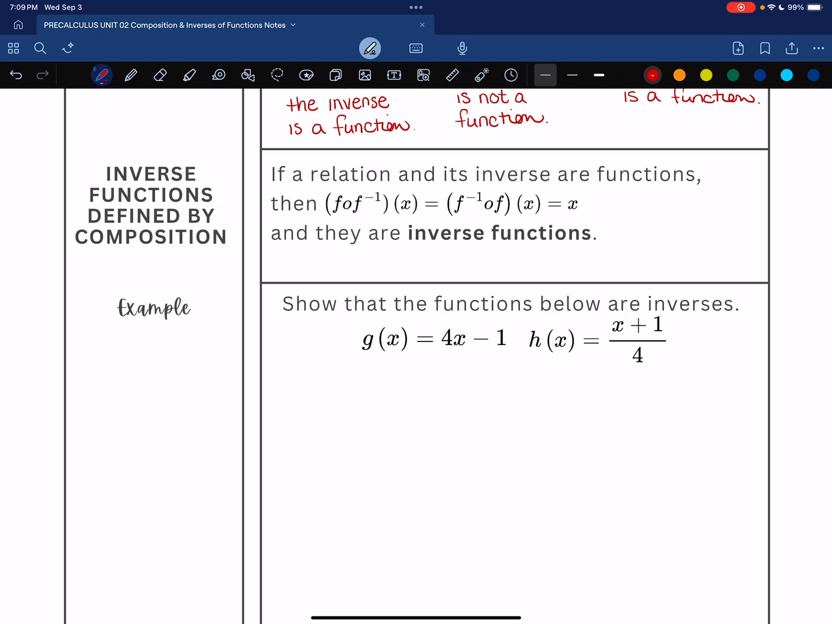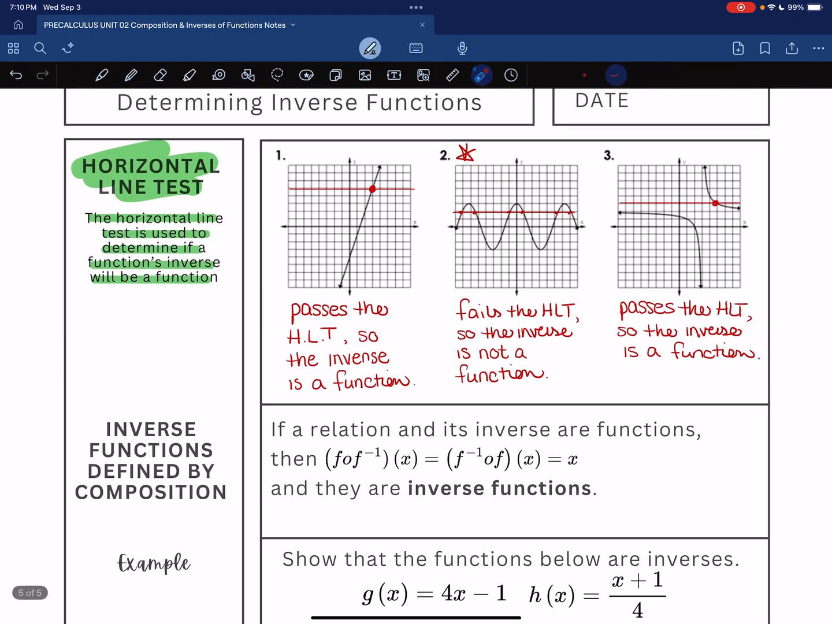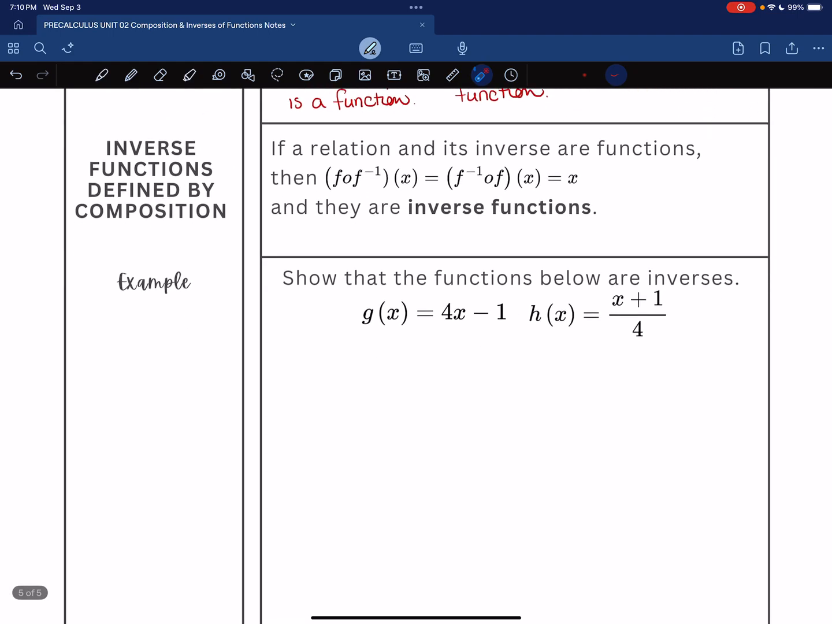this is a process that we studied in Algebra 2, the idea of composition. And so let me remind you that if a relation and its inverse are functions, like we would see here with example number 1, if you found its inverse, it would also be a function. And if you did example 3, its inverse would be a function.